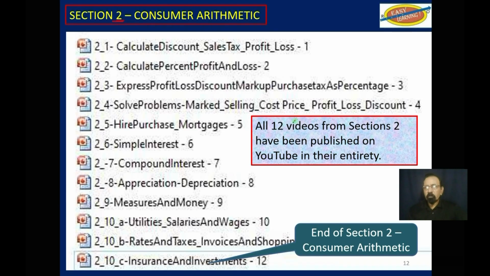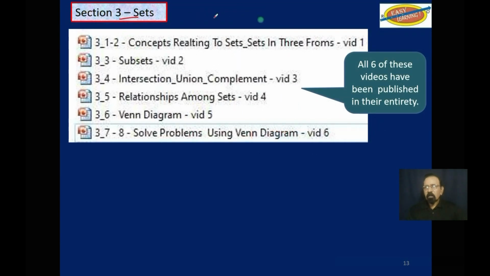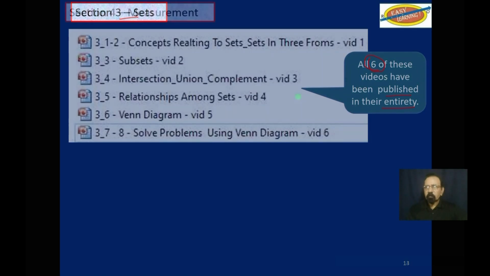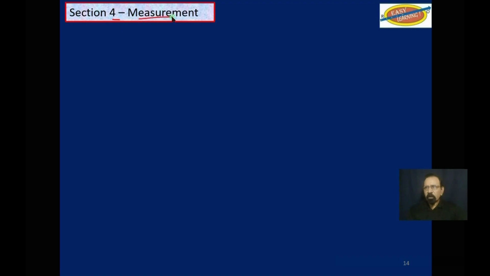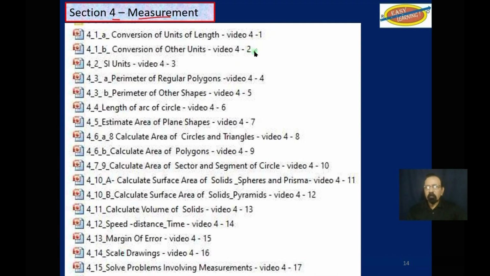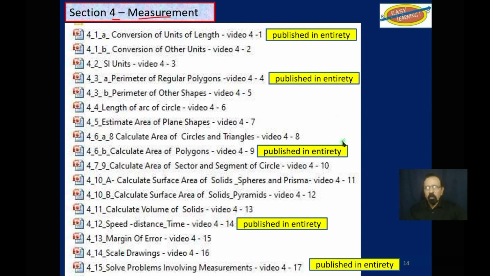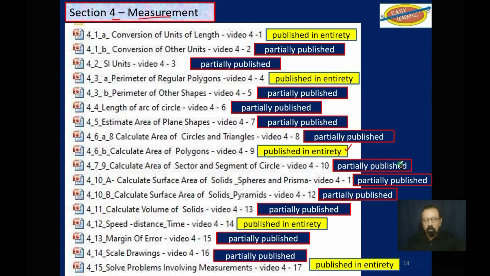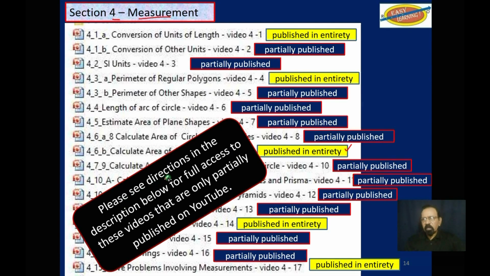Section 2, Consumer Arithmetic. All 12 of these videos have been published on YouTube in their entirety. Section 3, Sets. All 6 of these videos have been published on YouTube in their entirety. Section 4, Measurement. Now, some of these have been published on YouTube in their entirety, as shown by these yellow boxes here. The others are partially published on YouTube. Please see directions in the description below for full access to these videos that are only partially published on YouTube.